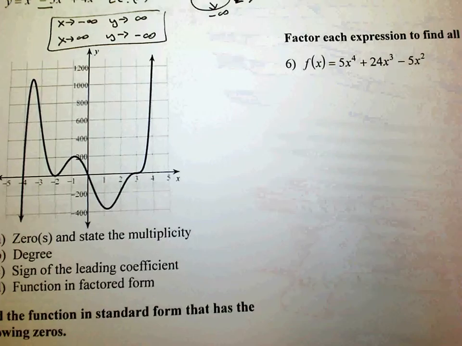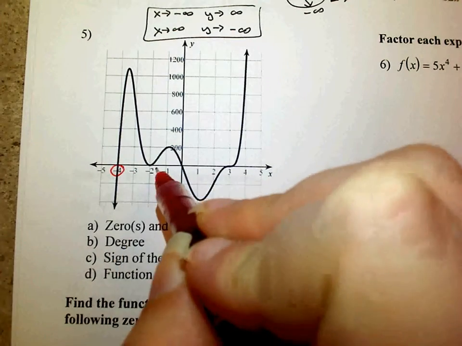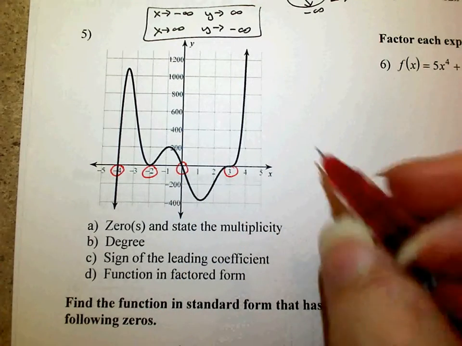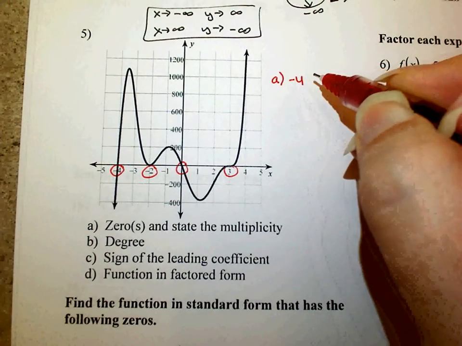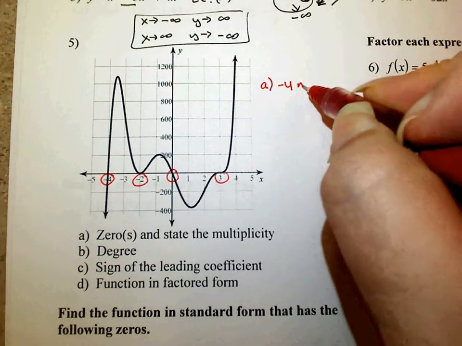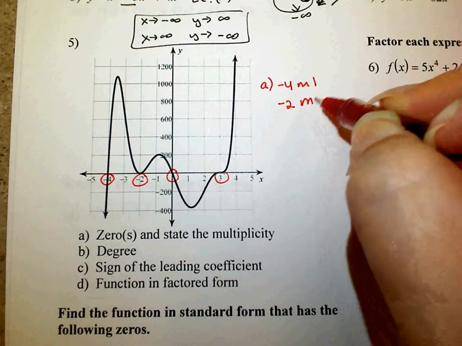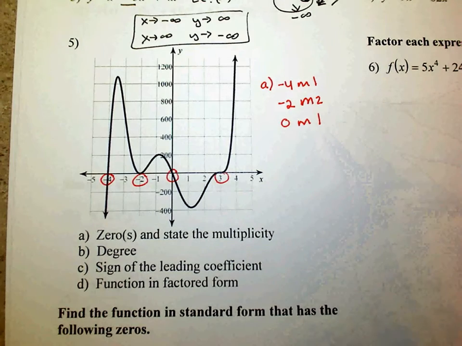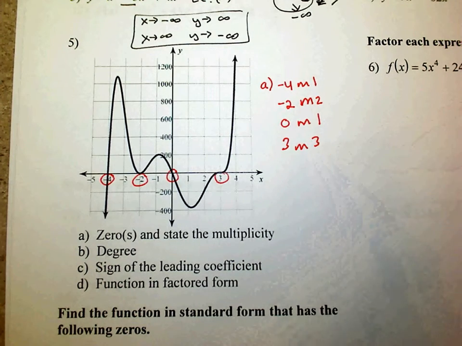So if I'm looking at this, I'm looking at my zeros. So I've got negative 4, negative 2, 0, and 3, right? So for part A, I've got negative 4, and it crosses straight through, so I'm going to say multiplicity is 1. Negative 2, it bounces, so I'm going to say multiplicity is 2. 0, multiplicity is 1 because it crosses straight through. And 3, multiplicity of 3 because it crosses with a wave.